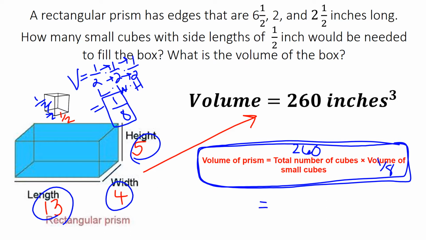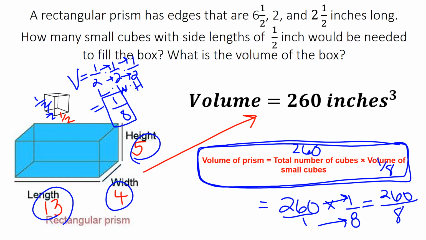So you're going to take basically what you get, the 260, which is how many cubes you'll need, and you're going to multiply that by the volume of the small cube, which is 1/8, because it's going to be 1/8 of that size. So I just put this over 1. 260 times 1 is 260. 1 times 8 is 8. And then my last step is just to divide those out. So how many times can 8 go into 260?